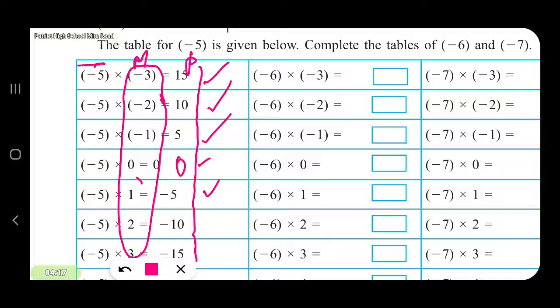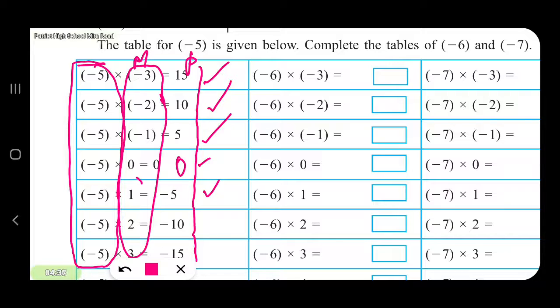So for the negative quantity, if the multiplier is increasing, the product is decreasing.